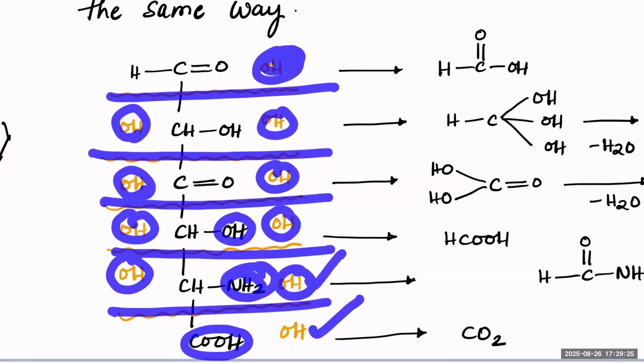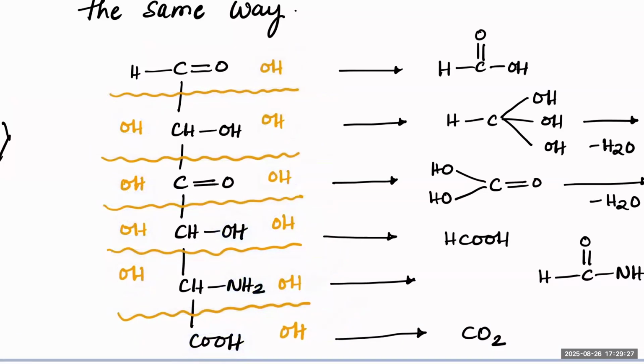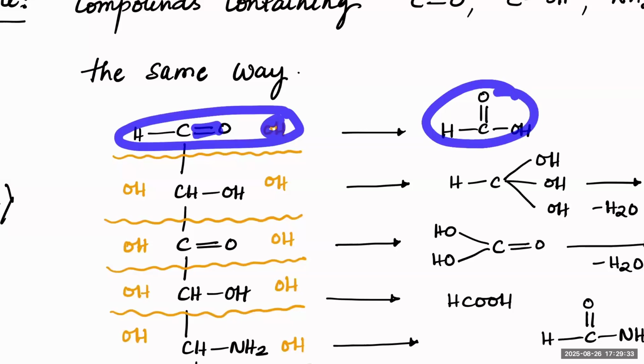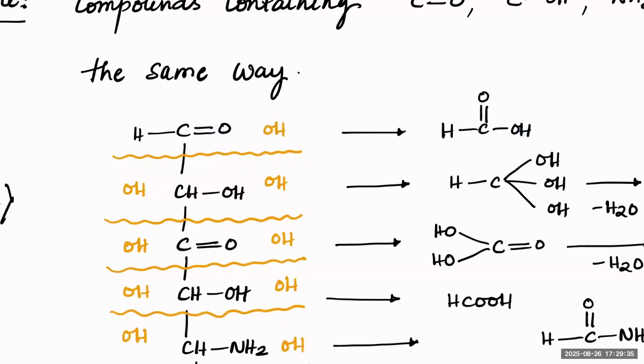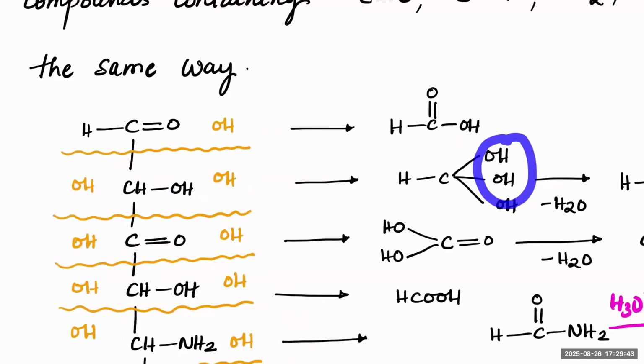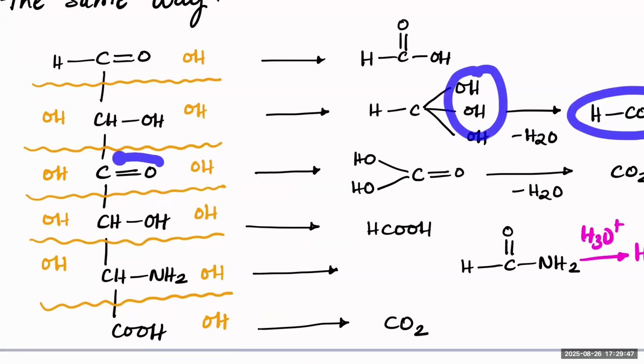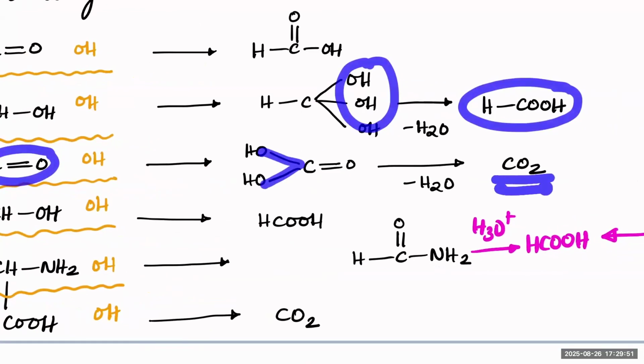So after breaking, what do we get? The upper one already has one double bond O. Now it gets one OH. So what is that? Acid. The second carbon has one, one, one. Total three OH groups. Three OH groups will convert into acid. Already C double bond O, and now you have two OH groups that will convert into carbon dioxide.